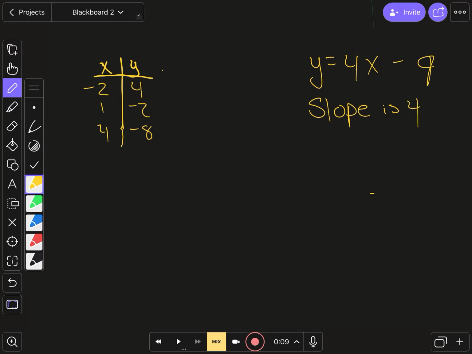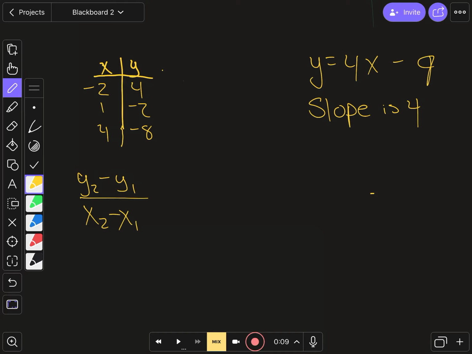Now I'm going to move over to my table. I need to find out what is the slope of these points that are in this table. To do that, I need the slope formula. And the slope formula is, I'm going to write it right here, y2 minus y1 over x2 minus x1.